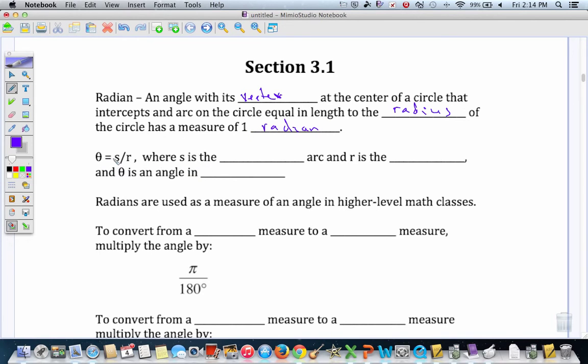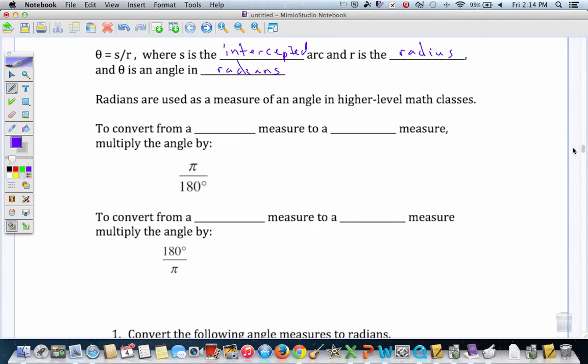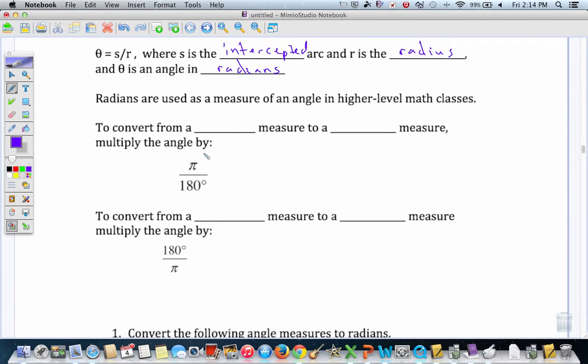So theta is our angle, S is the length of our arc, and R is our radius. S, again, is the length of the intercepted arc. R is the radius of our circle. And theta is that angle then in radians. Okay, so theta equals S divided by R. S is the length of our intercepted arc, which is also sometimes referred to as a central angle. Length of the arc on the circle divided by the radius equals our angle in radians. As I mentioned already, radians are used to measure angles in higher level math classes. So when we move on to pre-calculus and calculus, we'll see radians a lot more.